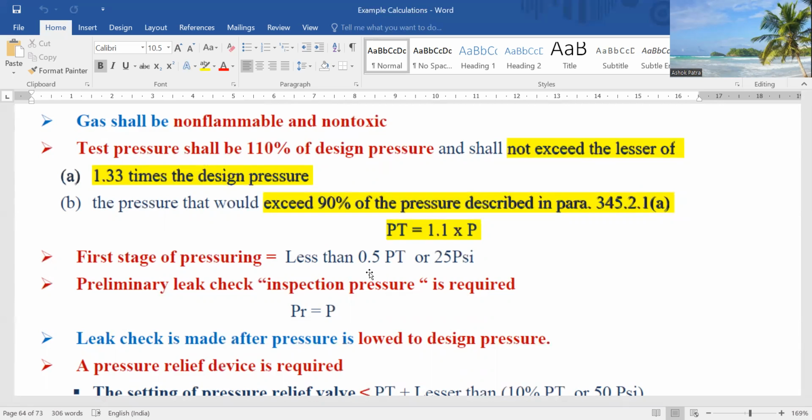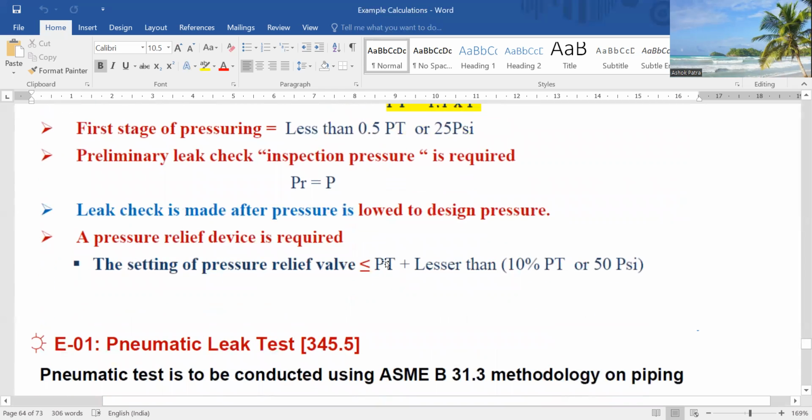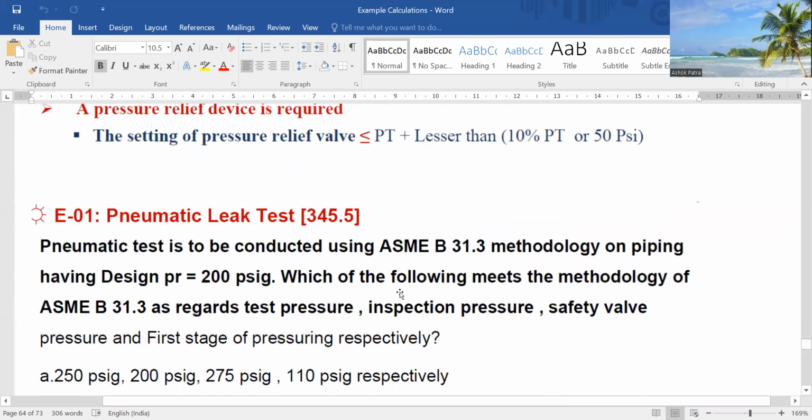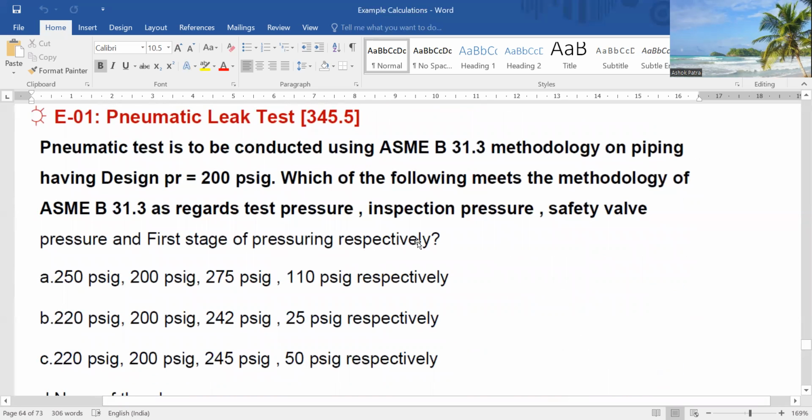PT equal to P. Leak check is made after pressure is lowered to design pressure. Pressure relief device is required. The setting of the pressure relief device is less than PT plus the lesser of 10% PT or 50 PSI. The pneumatic leak test: a pneumatic test is to be conducted using ASME B31.3 methodology in piping having design pressure of 200 PSI. Which of the following meets the methodology of B31.3 regarding test pressure, inspection pressure, safety valve pressure, and first stage of pressuring respectively?